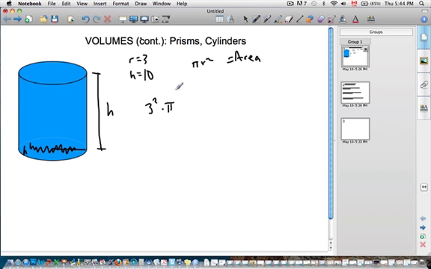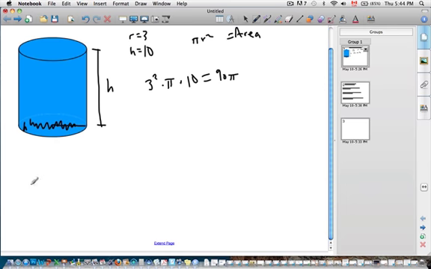So if we were to say that the radius was equal to 3 and the height was equal to 10, then we would do 3 squared times pi times 10, that height. And that's just the area of the circle, 3 squared times pi, pi r squared. So you get 90 pi is the volume.